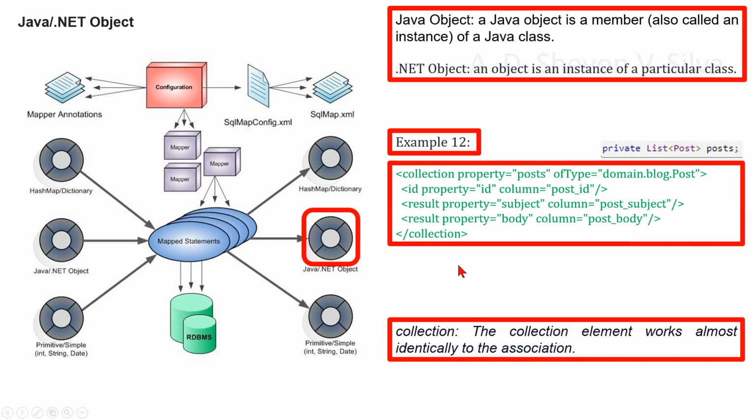Now we are considering collection. The collection element works almost identically to the association. In fact, it's similar to the documentation. The similarities would be redundant, so let's focus on the differences. To continue with our example here, a blog had only one author.